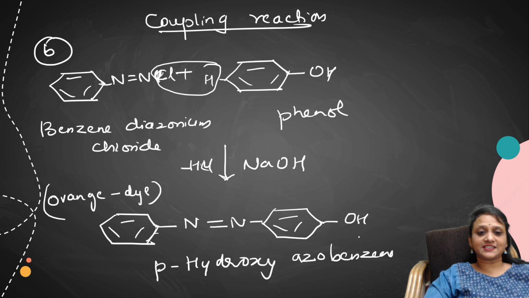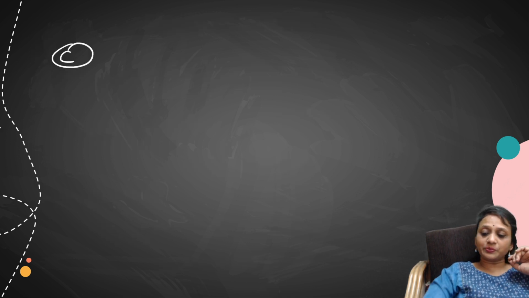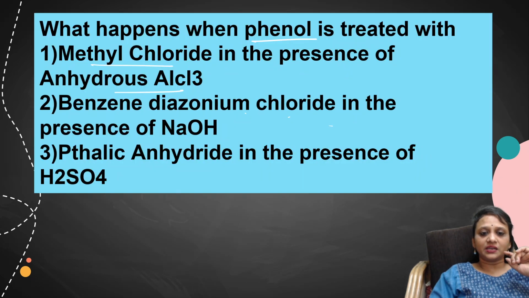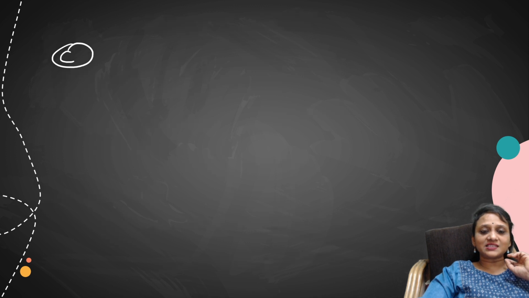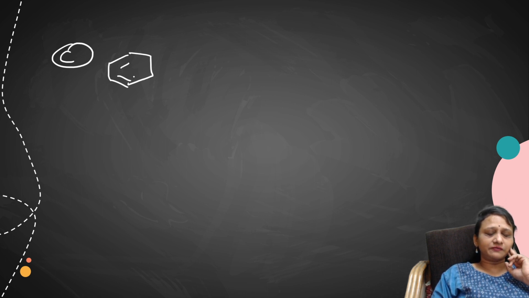Now students, the next reaction, the last one. Let us see the question once again. Phenol is treated with phthalic anhydride in the presence of sulfuric acid. Sulfuric acid is nothing but a dehydrating agent, students. They have taken phthalic anhydride. I think you remember, you have learned it in Gabriel phthalimide synthesis. Yes, this is your phthalic anhydride.